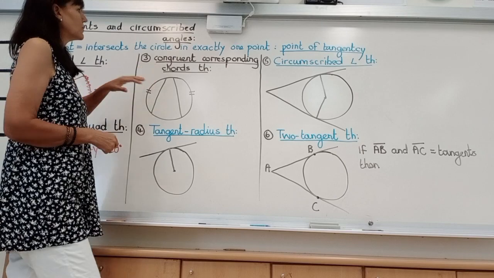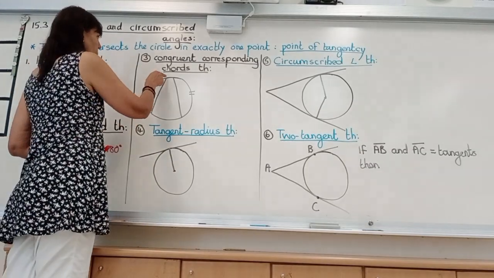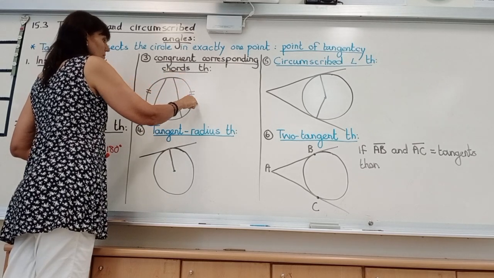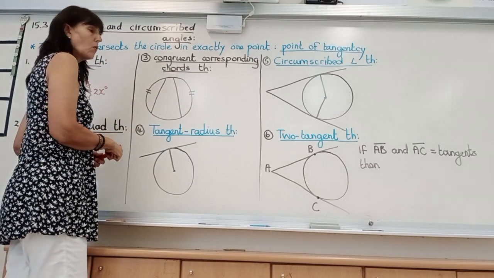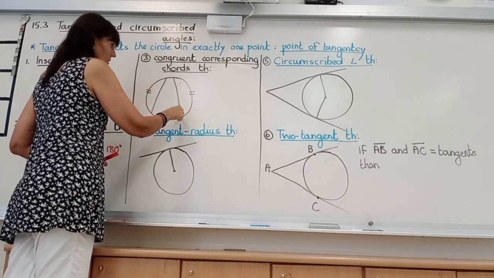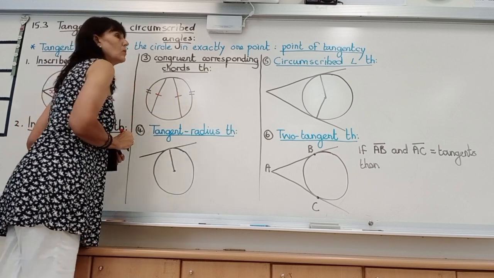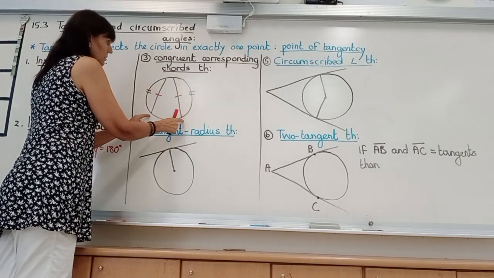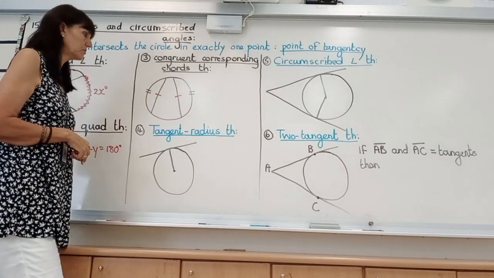We also talked already about the congruent corresponding chords theorem. This arc is definitely the same measurement, congruent to that arc. What can we say about the chords that are subtended by these arcs? These two chords will also be equal. Okay, if we have arcs equal, then the chords that are subtended by those two arcs will also be equal.